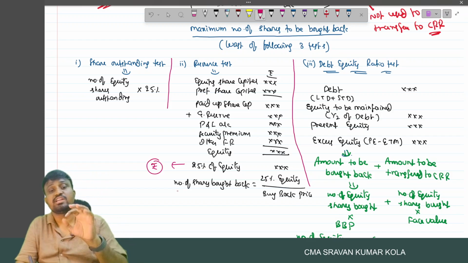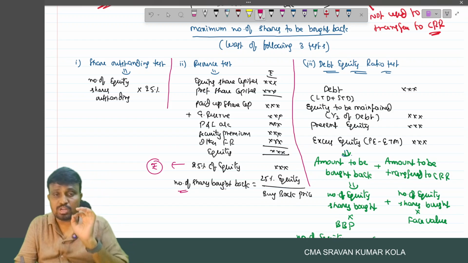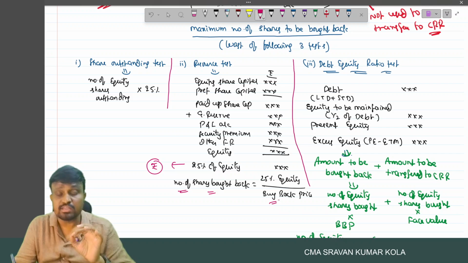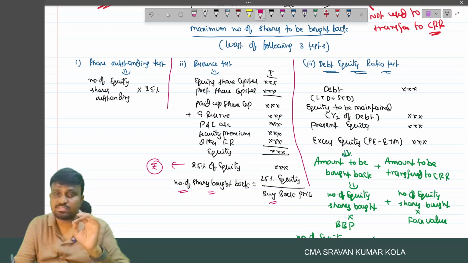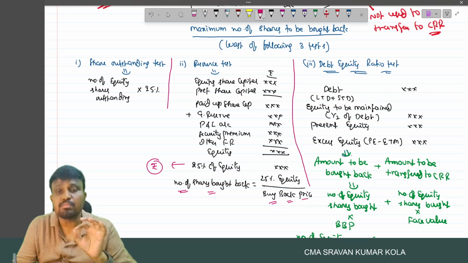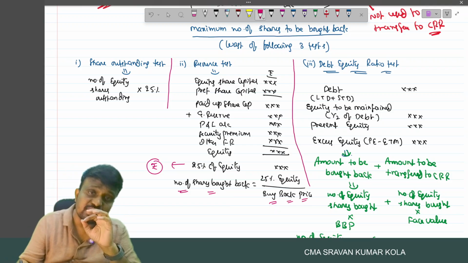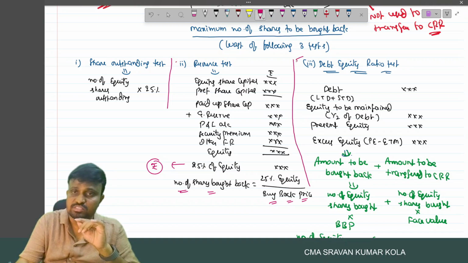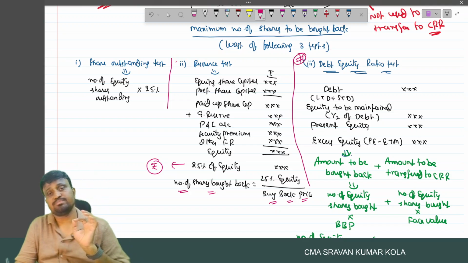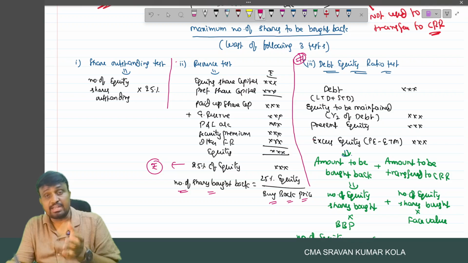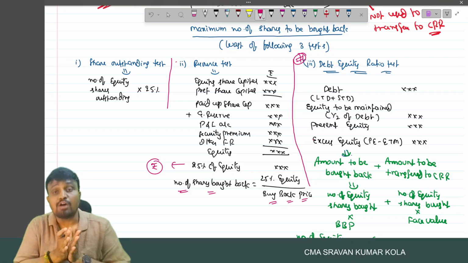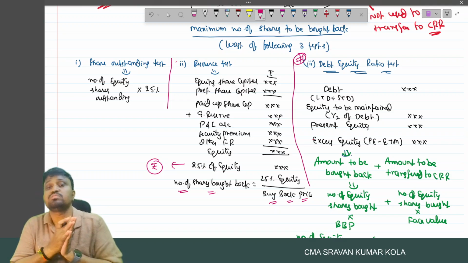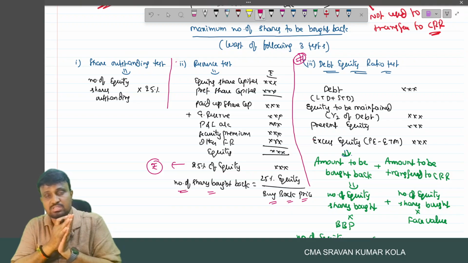But here we are calculating the number of equity shares bought back. So the number of equity shares bought back is equal to 25% of equity divided by the buyback price. Okay, so this is the resource test. And the third one, the most important one, the debt equity ratio test. It says the debt equity ratio after buyback cannot be more than 2 is to 1.